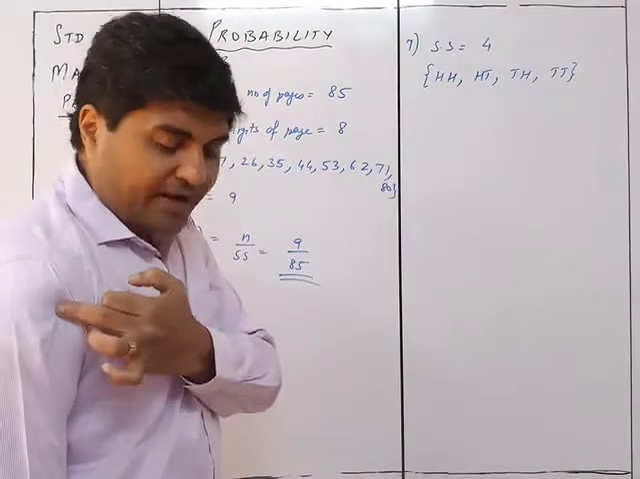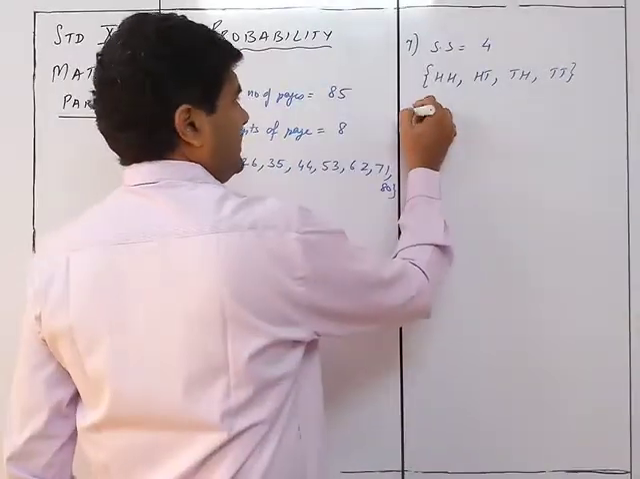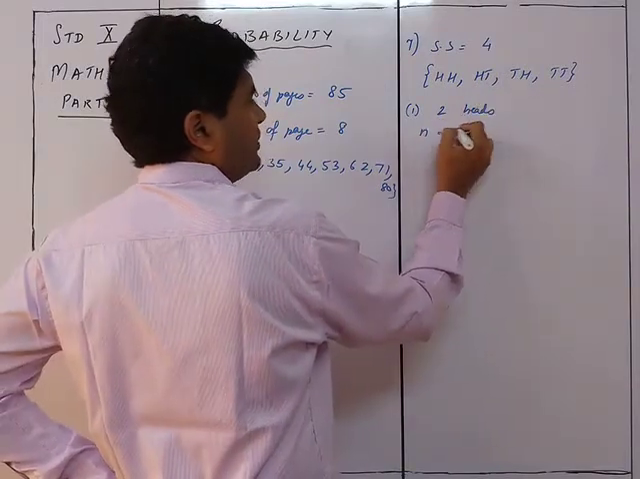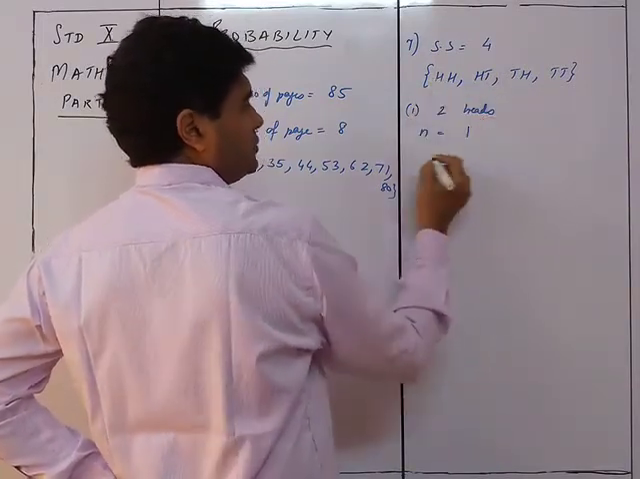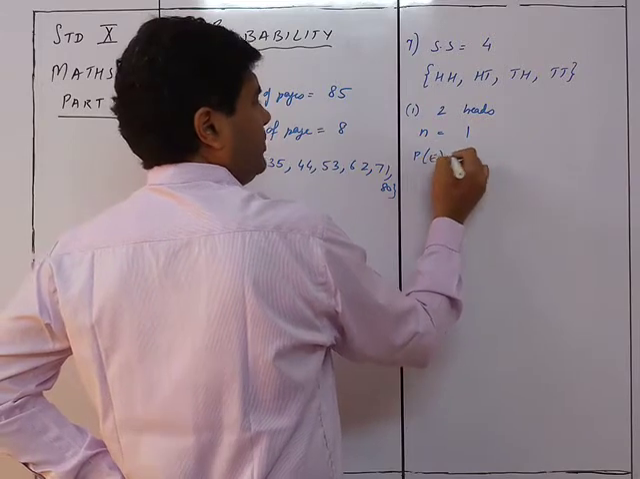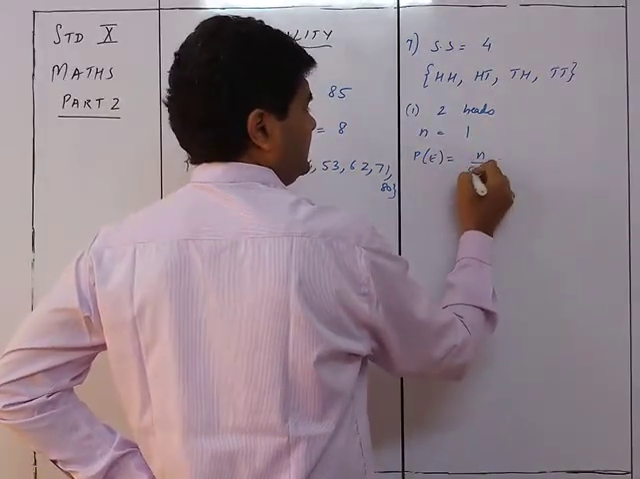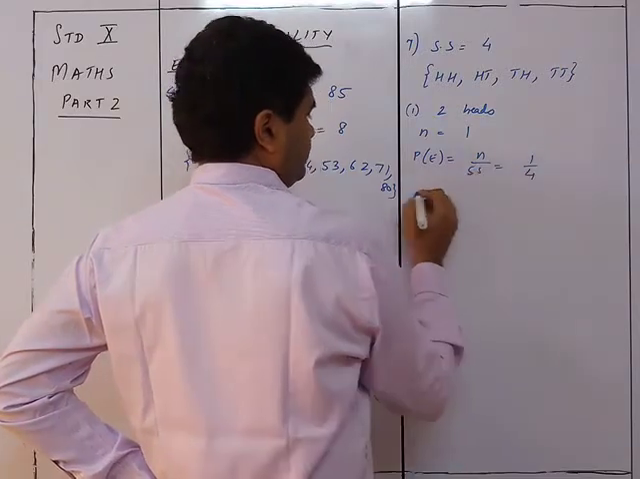What is the probability of getting 2 heads? So first one is 2 heads. So of course n is equal to only 1. That's why P(E) will be equal to 1 upon 4, or n upon S, which is 1 upon 4.